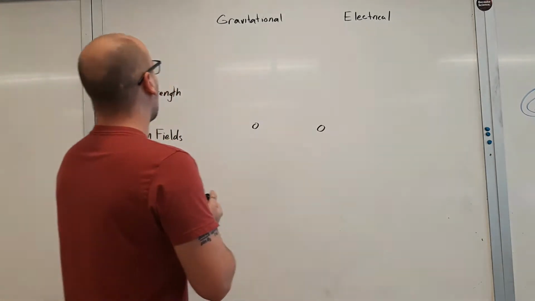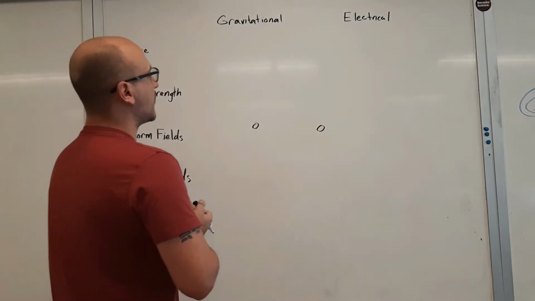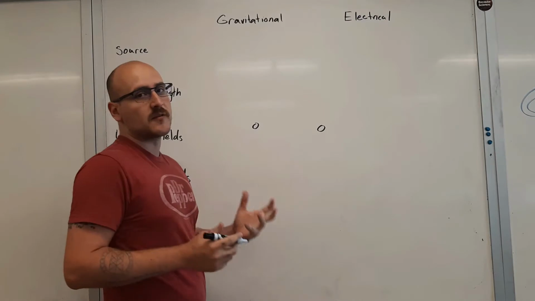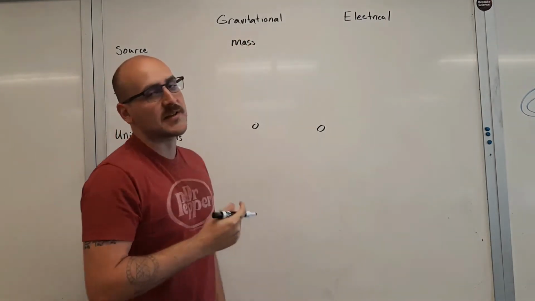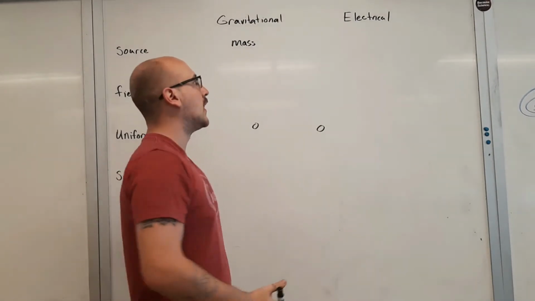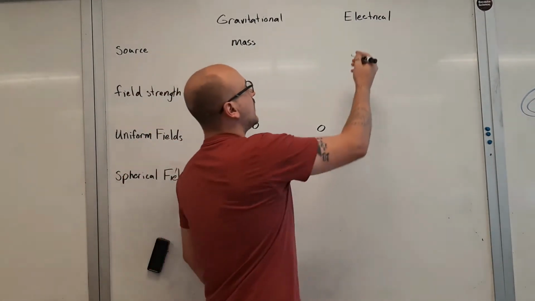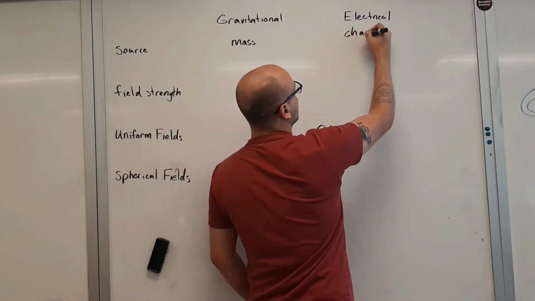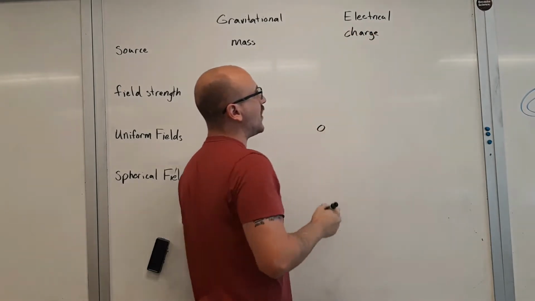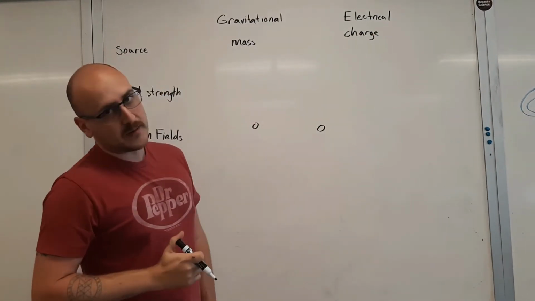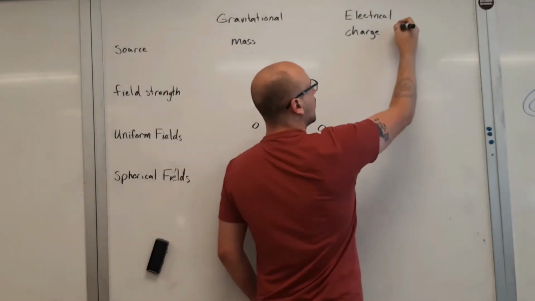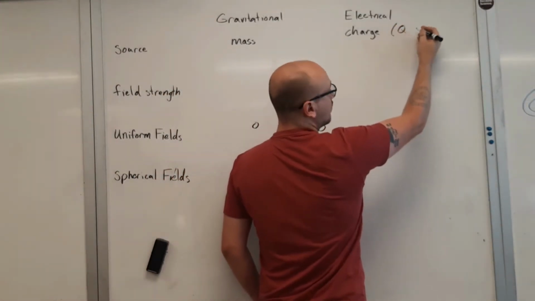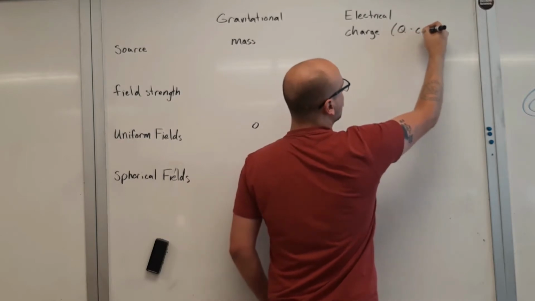Okay? So, when we're looking at gravitational fields and electrical fields, the source of a gravitational field is an object's mass. The more mass there is, the larger that field is. The source of an electrical field is their charge. Since it has been a little bit since we talked about electric stuff, charge is symbolized by Q, measured in coulombs.